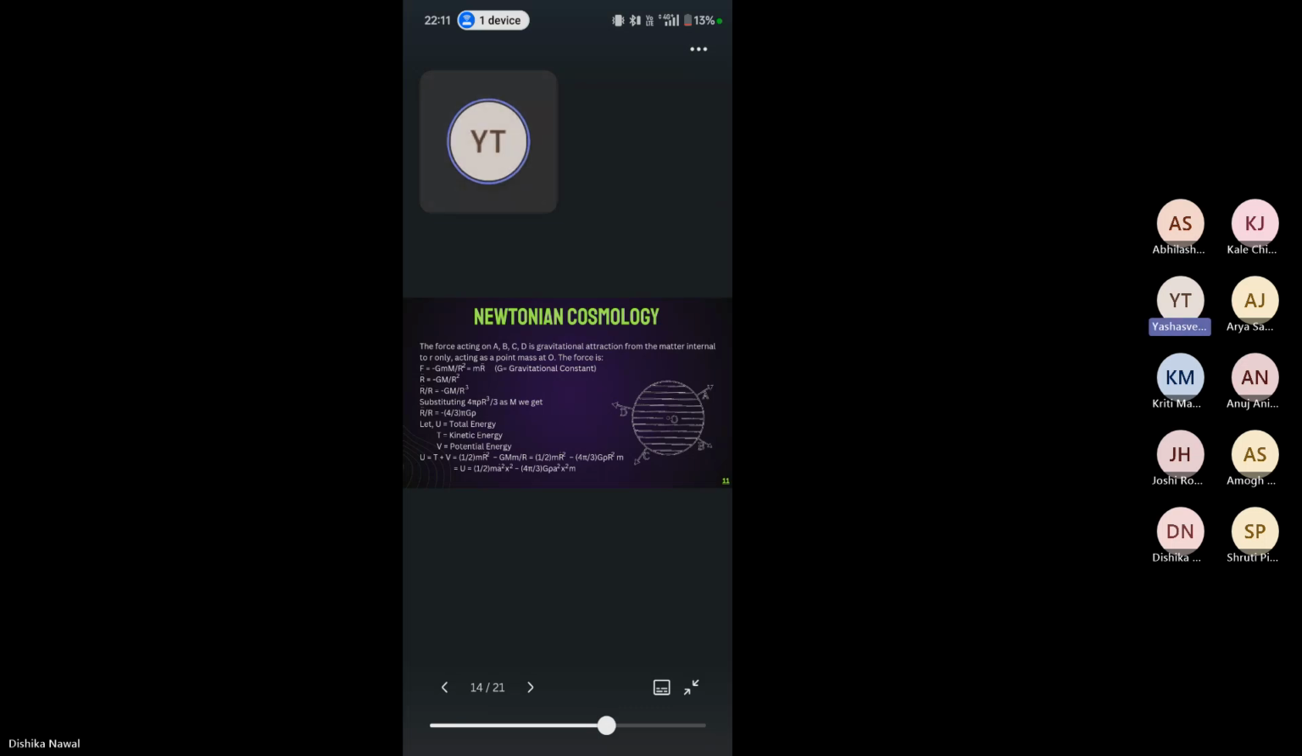Finally, a relation between r double dash by r is written as follows. Now this mass can be substituted with density times volume, which we saw earlier. So r double dash by r can be written in terms of density as minus 4 by 3 pi capital G rho.